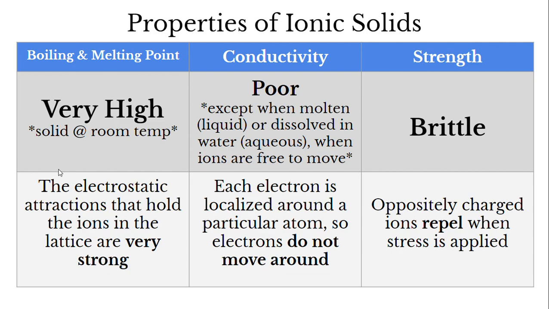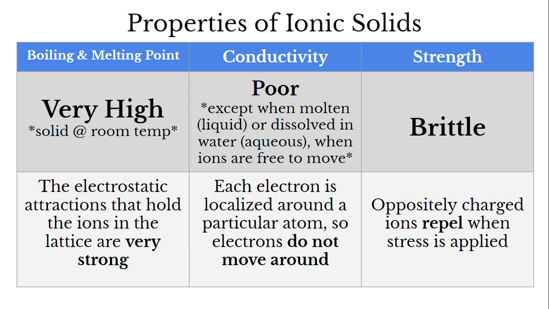The properties of ionic solids. Firstly, they have a very high boiling and melting point, which means that they are solid at room temperature. This is because the electrostatic attractions that hold the ions in the lattice are very strong, which means it takes a lot of energy to break these bonds.